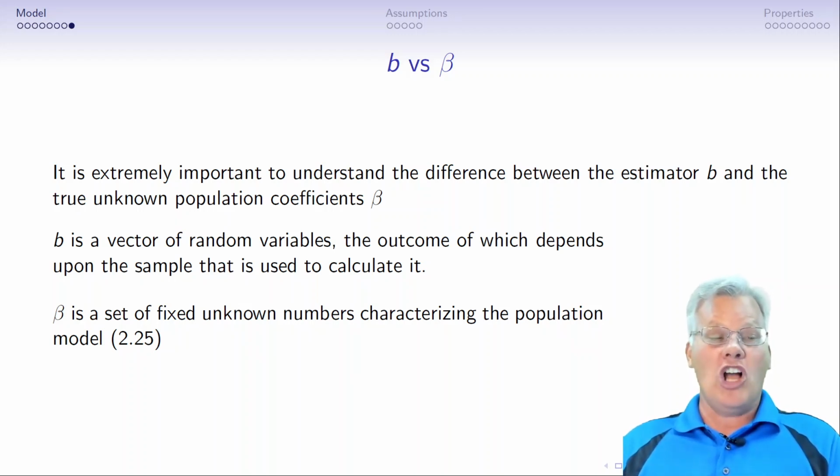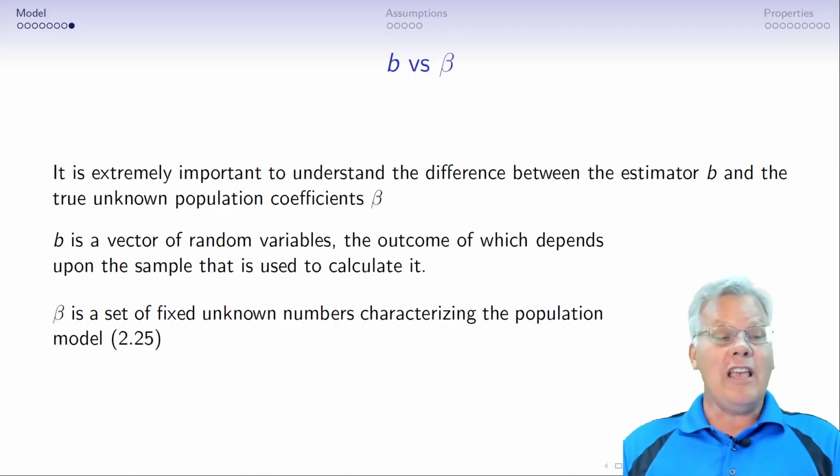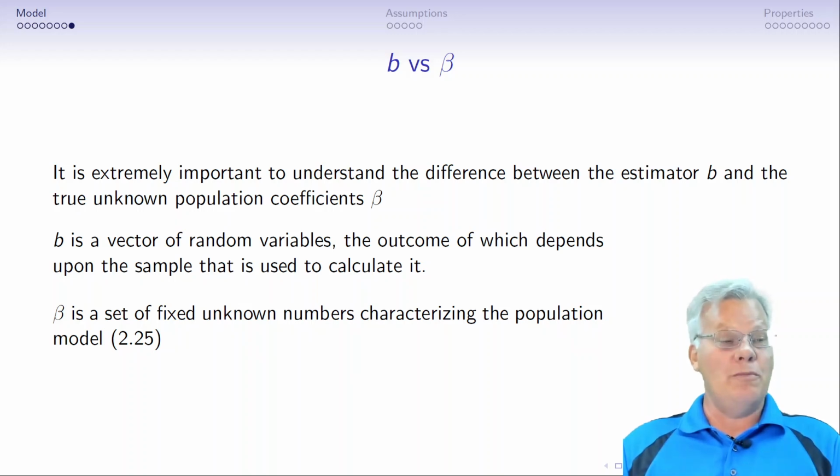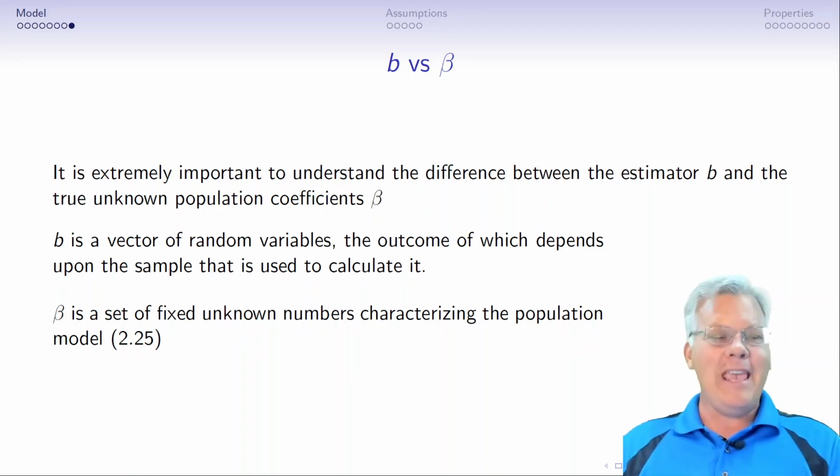Now, I've tried to talk about this so far by saying B is in Latin script. And remember, what that means is that B is an estimator. Beta is a Greek variable. Beta is a true unknown population parameter. We believe it exists. It does not have a statistical distribution, right? It takes on a discrete value with certainty. B is our statistical estimate of the true unknown population values beta.